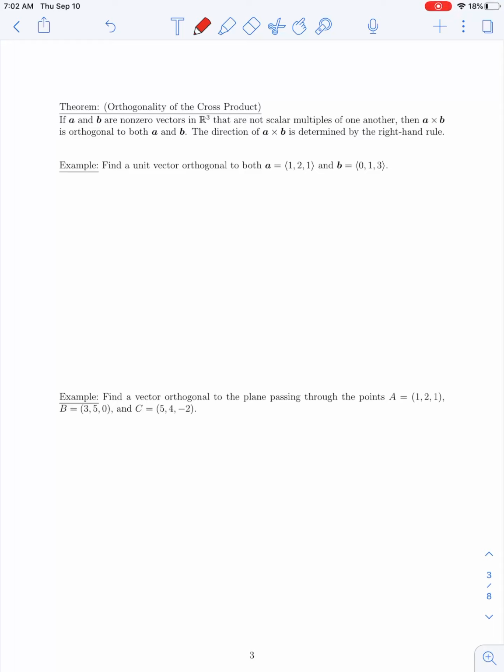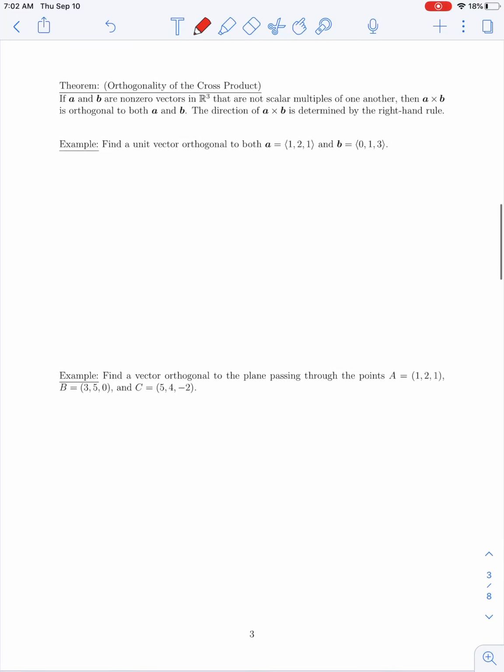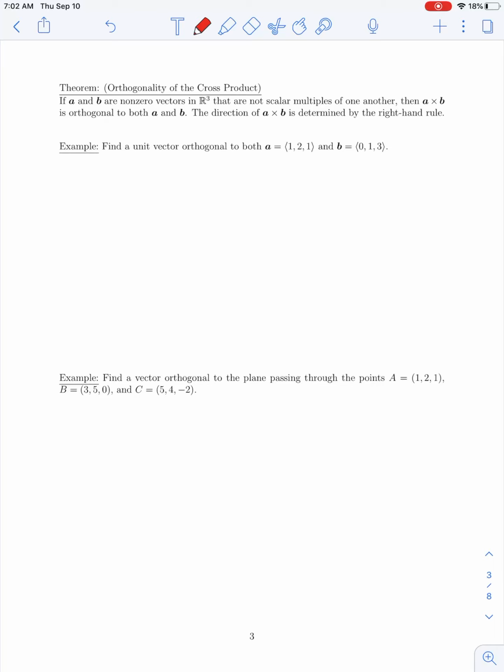So in this next part of our lecture, let's consider the geometric meaning of a cross product of two vectors. So how might we visualize this cross product? The following theorem will give us a property of the cross product and help us to visualize the vector that we're calculating. This theorem is known as the orthogonality of the cross product, which says the following.